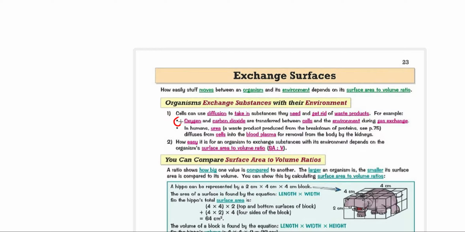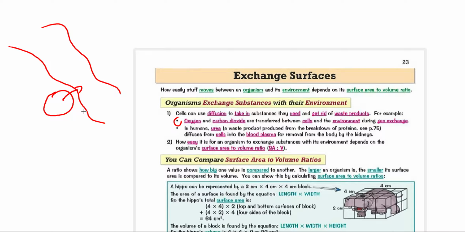Another example in humans is urea, which is a waste product from breaking down proteins. This diffuses from cells into the blood plasma for removal from the body by the kidneys. So essentially you have your cells and your waste products, and they exchange out of the cell into the main bloodstream. That's again an organism exchanging a substance with its environment. This time the cell is giving the urea, the waste from protein breakdown, into the bloodstream.